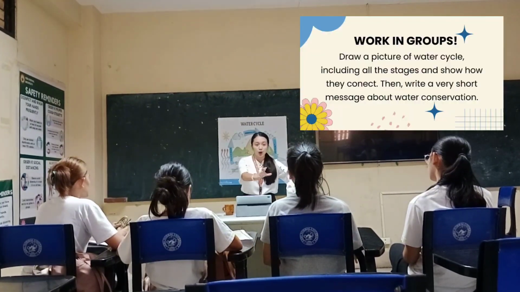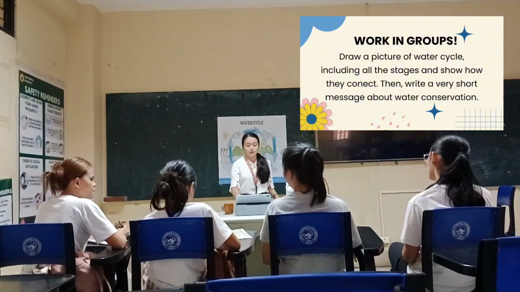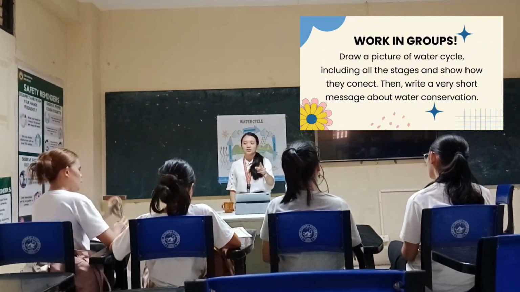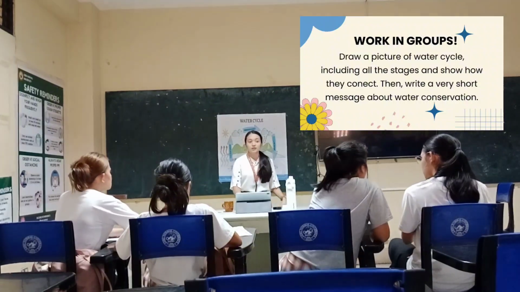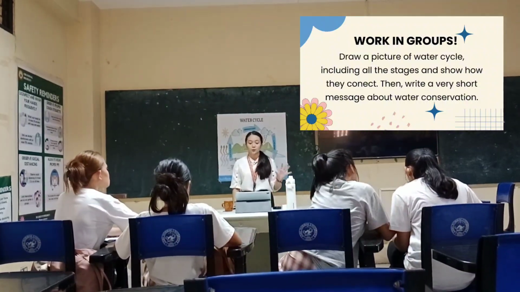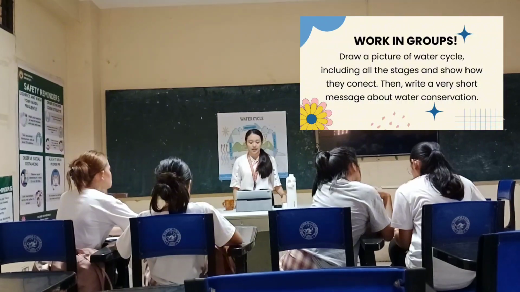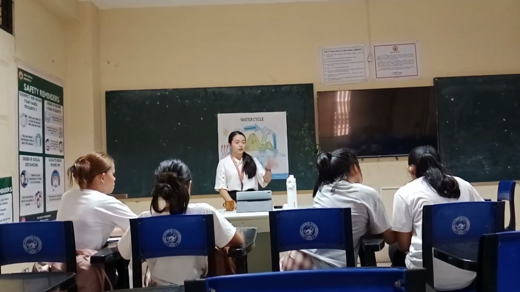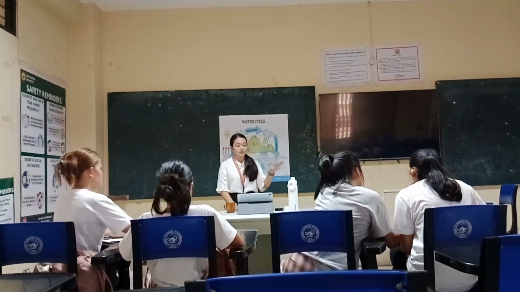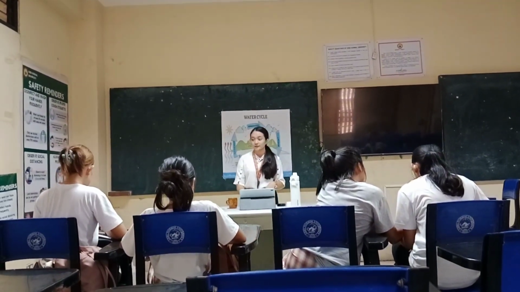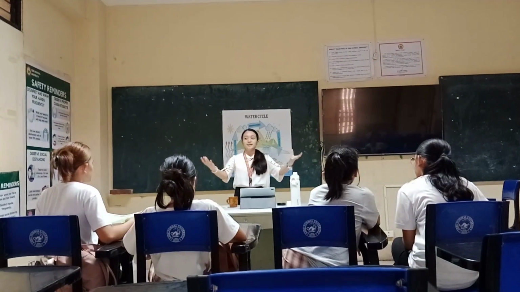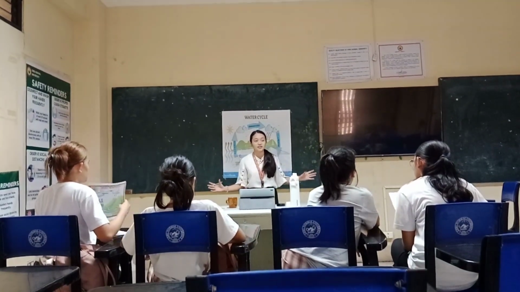Now, let's get creative. You will work in groups. This is group 1 and this is group 2. You're going to draw a water cycle and make sure to include all the different stages of the water cycle and show how they connect. After that, you're going to write a very short message about water conservation. Use your understanding of the water cycle to encourage people to save water. Can you please show your drawing here in front?